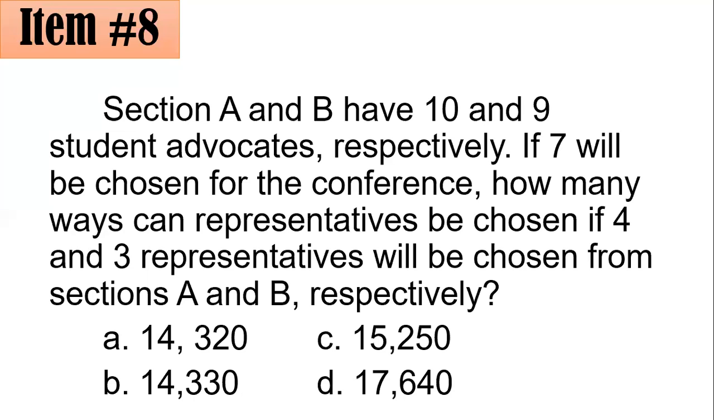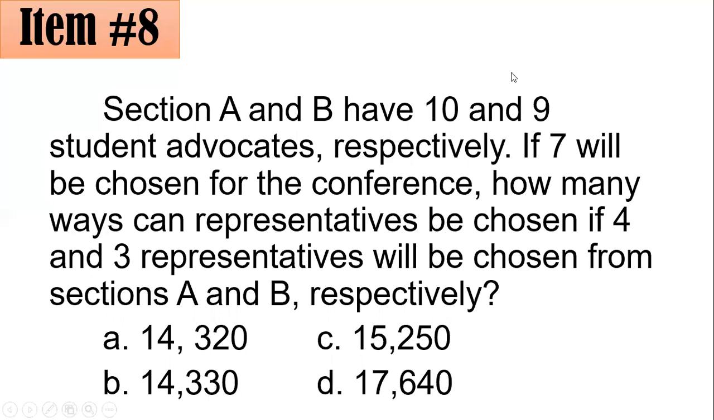Number 8. Section A and B have 10 and 9 student advocates, respectively. If 7 will be chosen for the conference, how many ways can representatives be chosen? If 4 and 3 representatives will be chosen from sections A and B, respectively. In this case, this still involves combination.